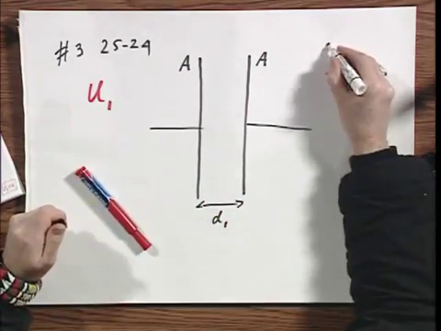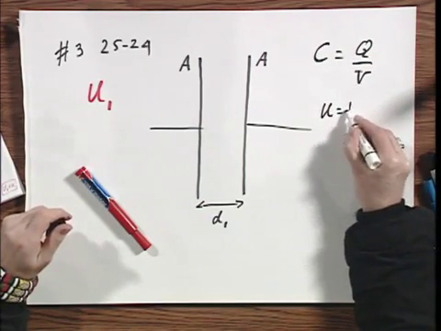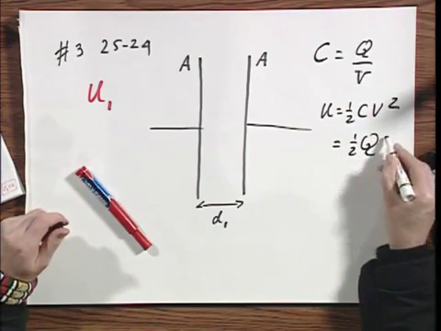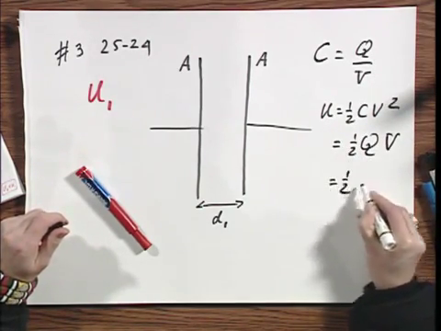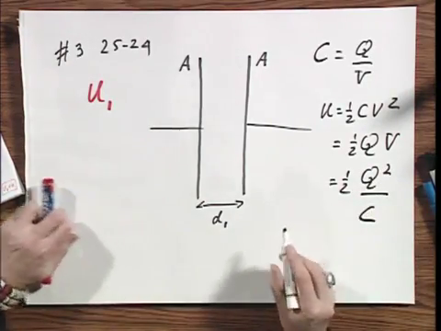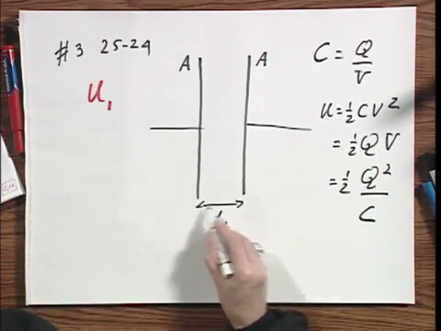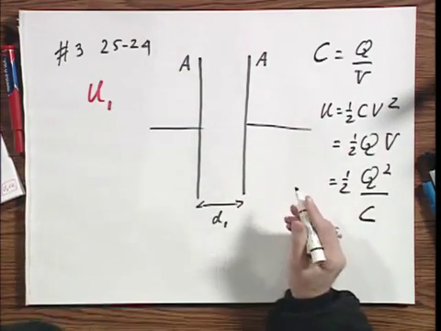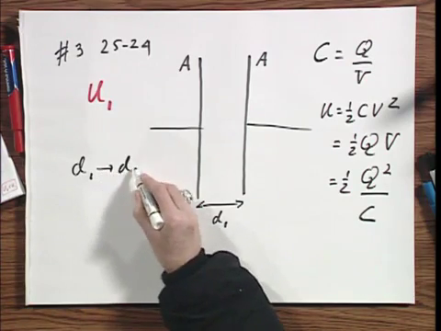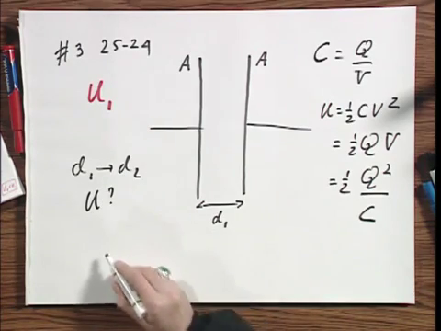Let me just write down again, C equals Q divided by V. U equals 1/2 CV squared. You've seen this just right now. It's also 1/2 QV, and it is also 1/2 Q squared divided by C. And the question now is, what happens when we decrease d1? When d1 becomes smaller, so we go from d1 to d2, and d2 is smaller than d1. What happens now with U?